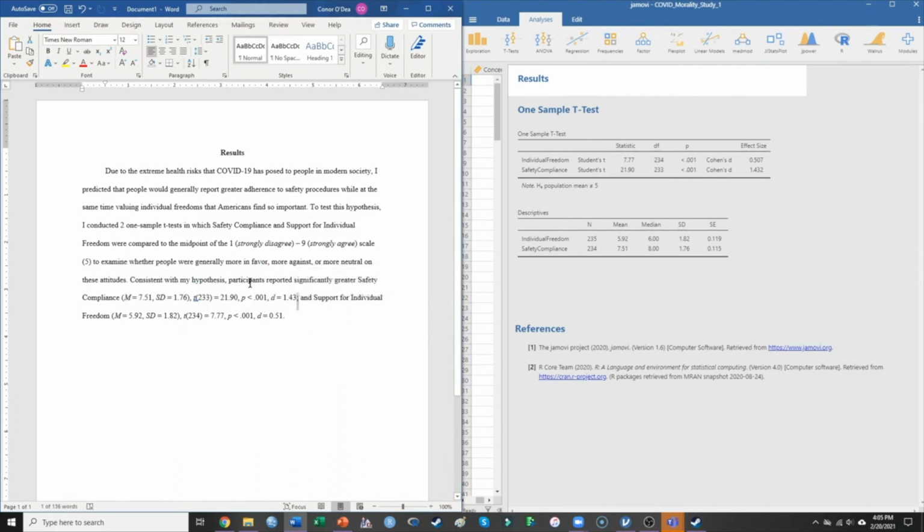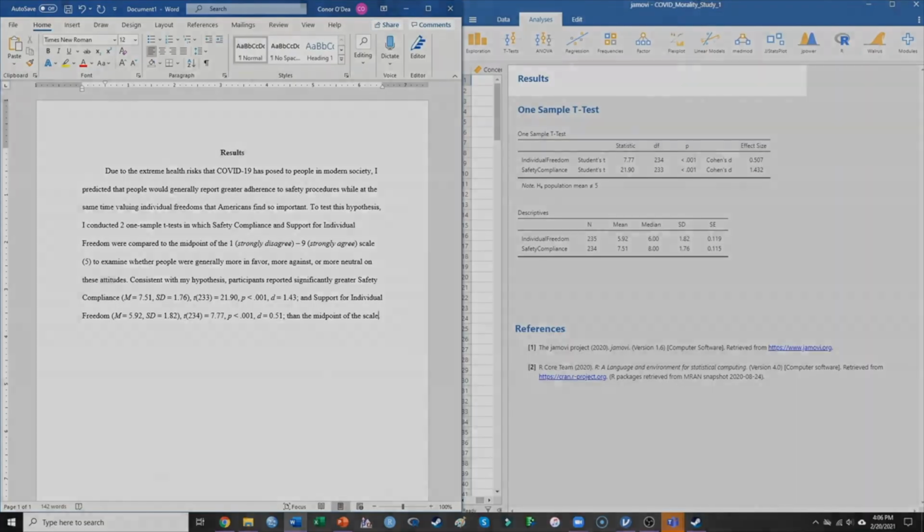So again, participants reported significantly greater safety compliance. We'll throw in the line of stats to support that sentence, and support for individual freedom, we'll throw in the line of stats that'll support that, than the midpoint of the scale. So what we just told our reader was we found, consistent with our hypotheses, that people are in support of safety compliance and also supportive of individual freedom here in America.